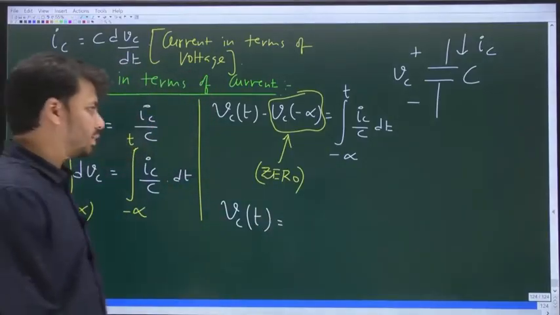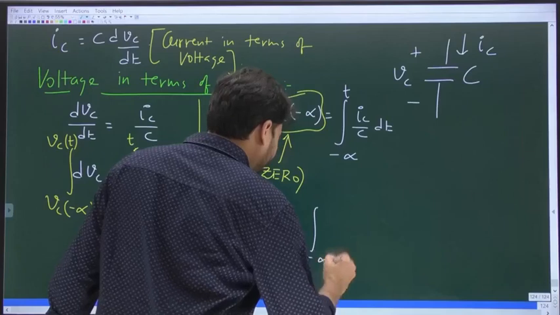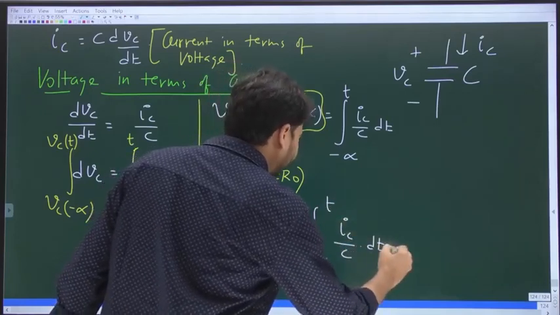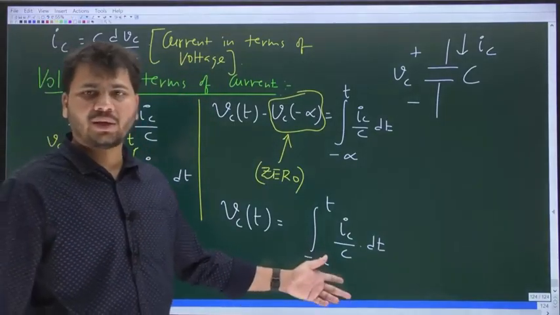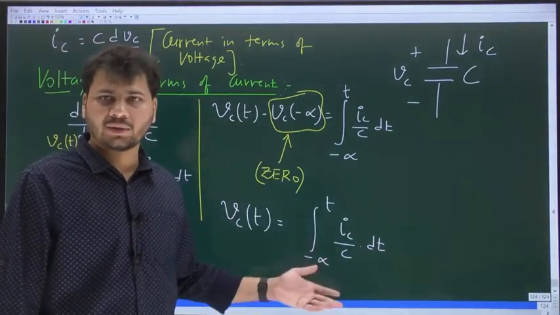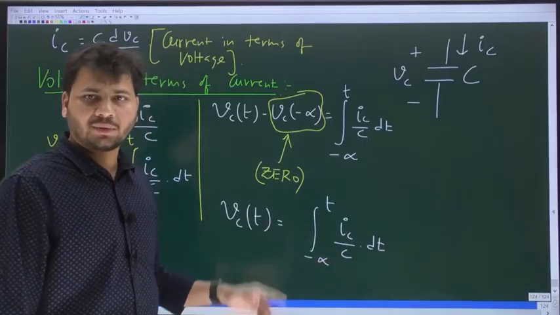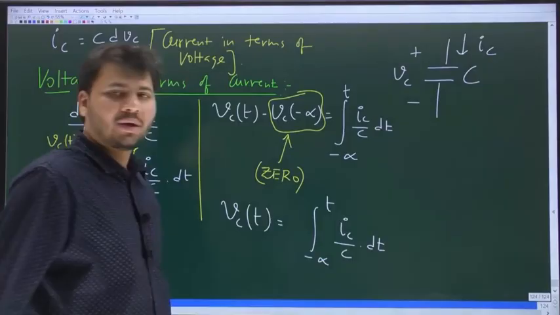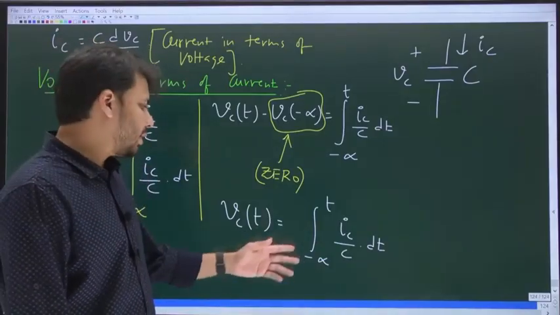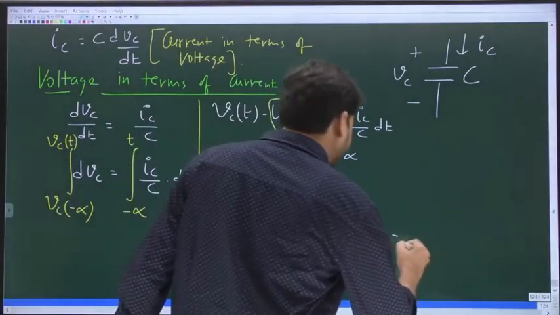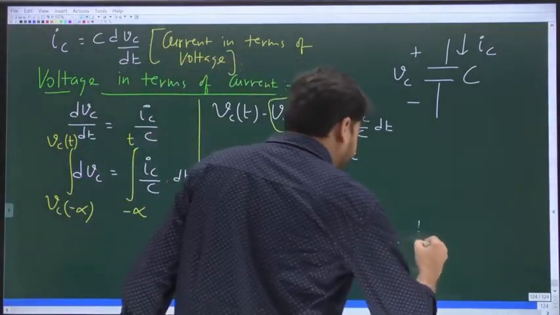And Vc of t is equal to the integral from minus infinity to t of Ic by C dt. Now this C is a constant value of capacitance, so we can bring this C outside of the integral and write it as 1 by C integral Ic dt from minus infinity up to t. So in textbooks you will find this expression.